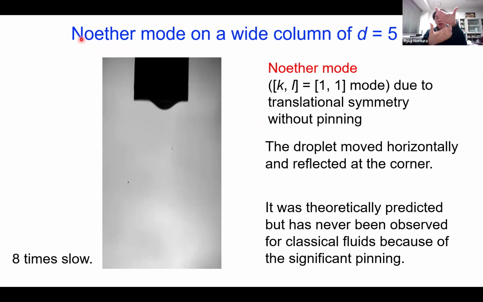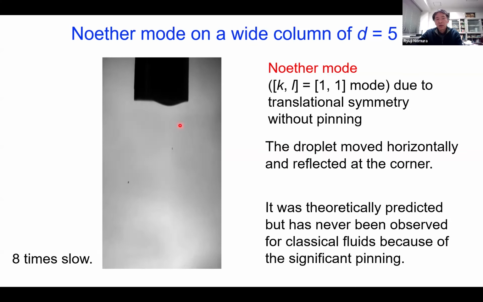So far, I explained the dripping from the bottom of a spherical cup and also from the narrow column with a diameter of 1.5 millimeter. Next, let me show the dripping from a wide column with a diameter of 5 millimeter. In this case, we observe a new motion of the droplet. It oscillates in a horizontal direction like this. It pinches off and moves right, left, right, left, something like this.